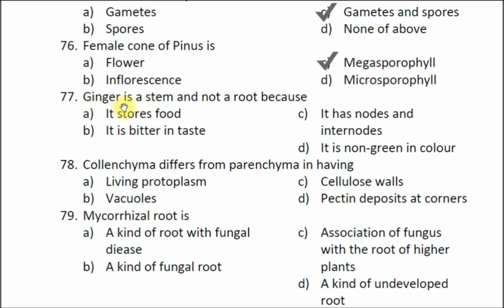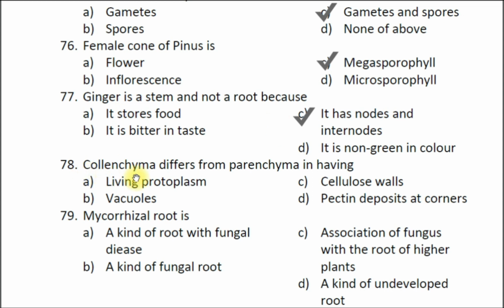Question number 77. Ginger is a stem and not a root. A very simple question, usually asked in school exams. Option A, it stores food. Option B, it is bitter in taste. C, it has nodes and internodes. D, it is non-green in color. And the correct one is option C, it has nodes and internodes. It is an underground stem called rhizome.